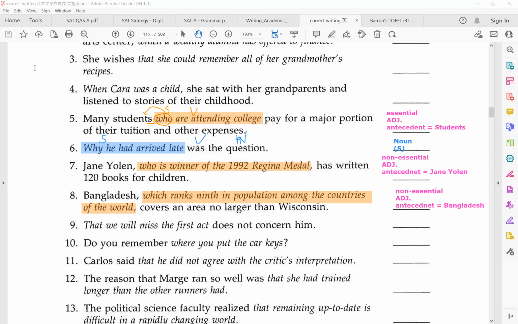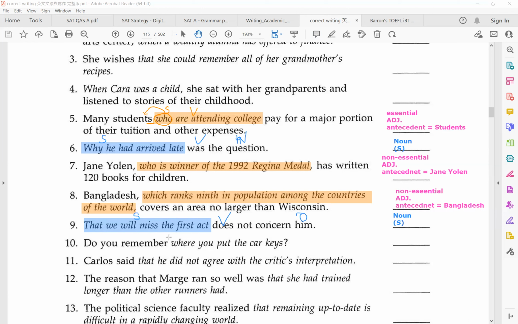Okay. And number 9. Number 9, this is a noun clause. So how do you know? Well, because like number 6, it comes at the beginning of the sentence. Does not concern him. And keep in mind that a noun clause as subject is always singular. Same thing with using Jared as subject. That would be singular. Okay, let's do the last one together.